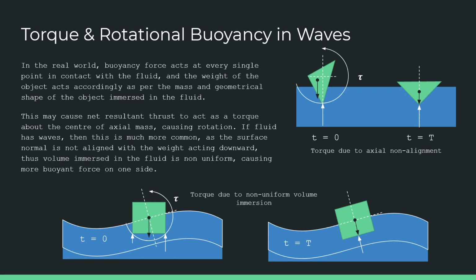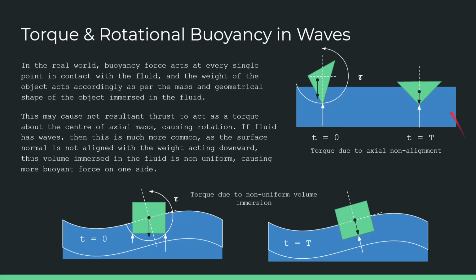Rotational buoyancy is a concept which takes hold over time. While the previous general buoyancy is the same for each time step, here, based on the initial condition, the torque acts, and over time there is some motion that takes place until we reach a stable equilibrium. In the real world, buoyancy acts at every single point in contact with the fluid. That buoyancy force depends on the mass and the geometrical shape. So if the net resultant thrust is not at the center of the actual mass, then it causes a rotation.